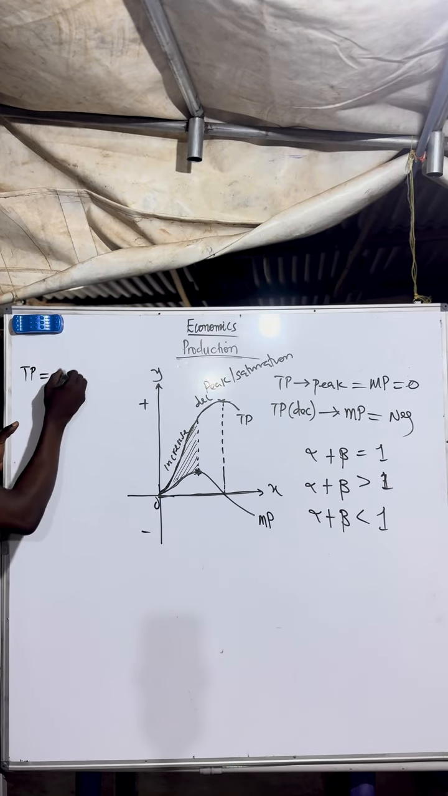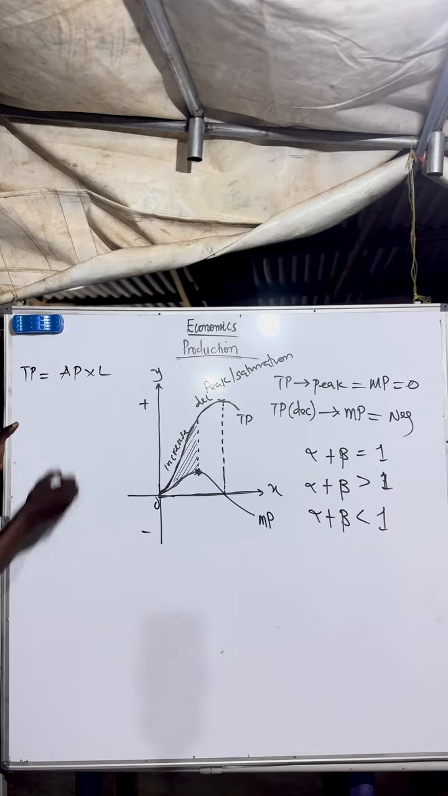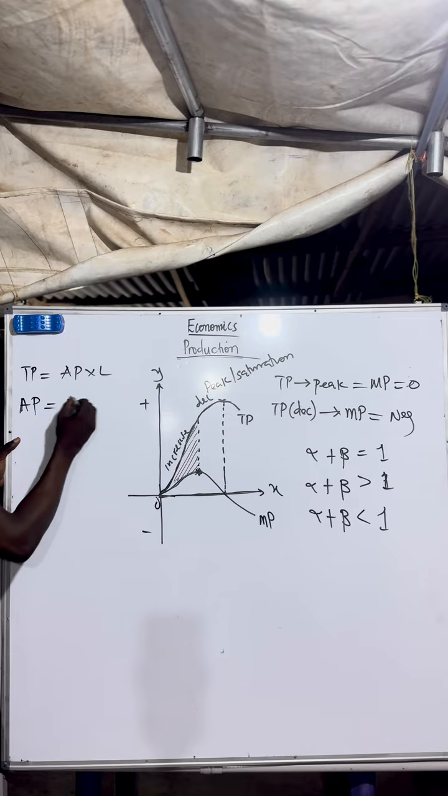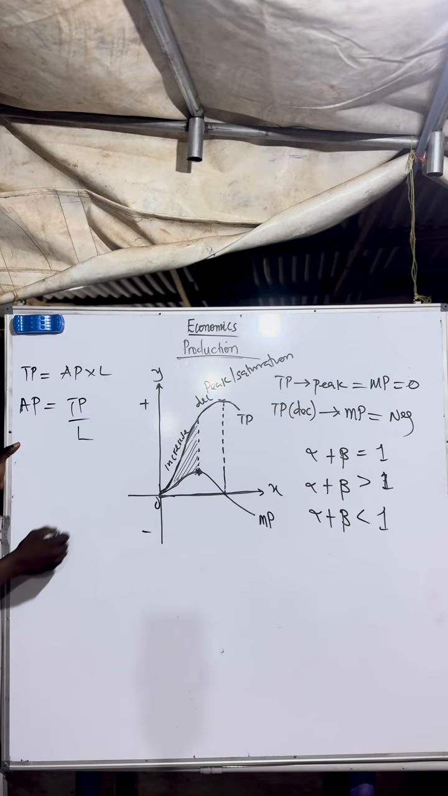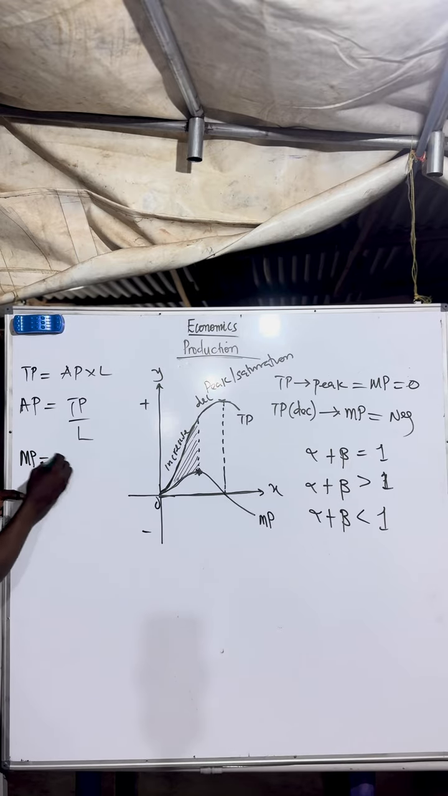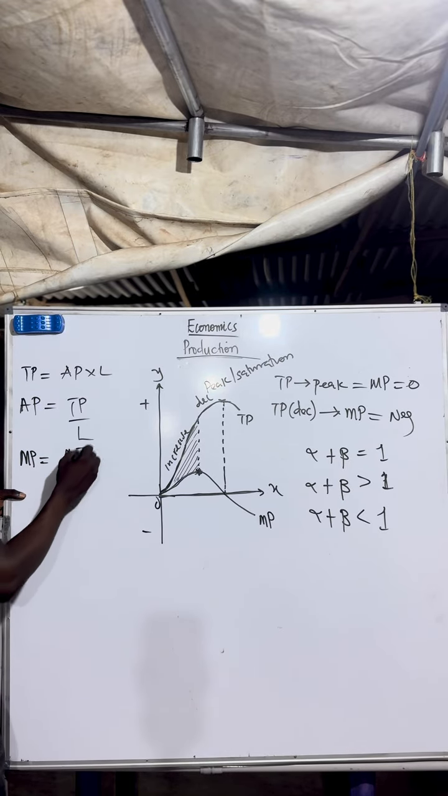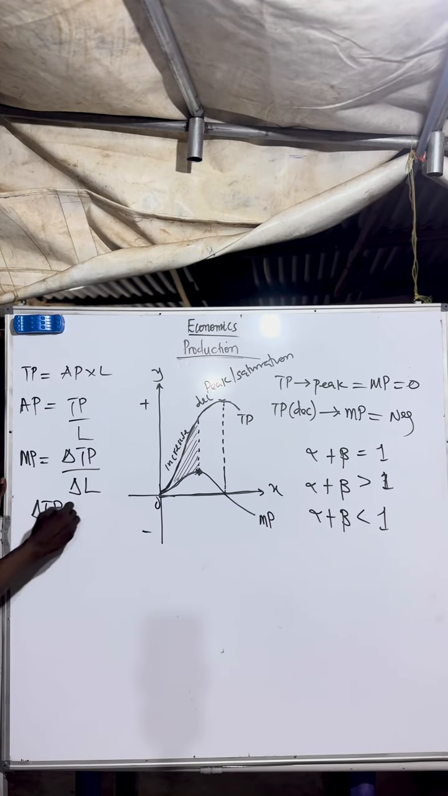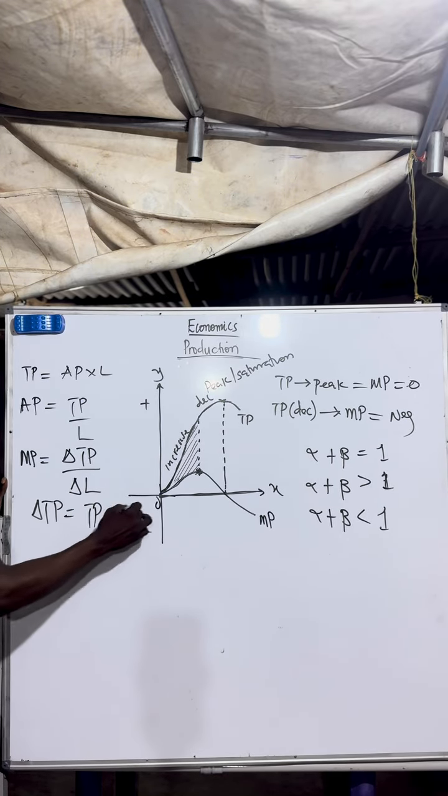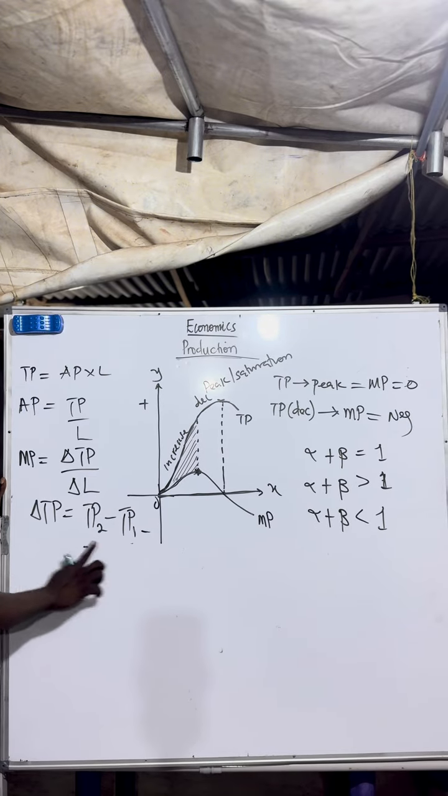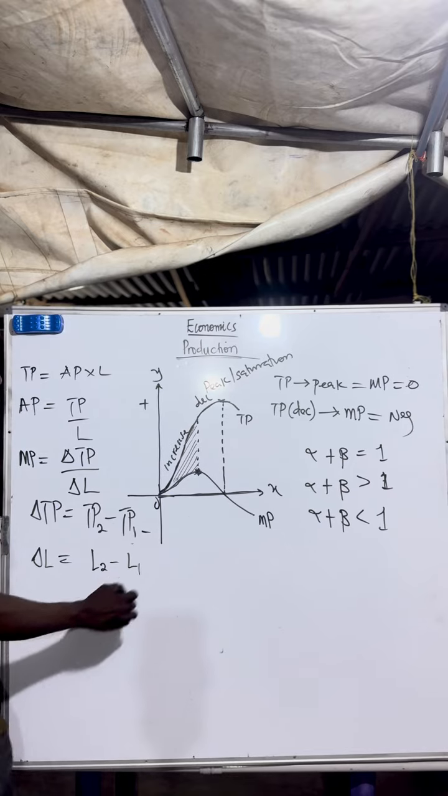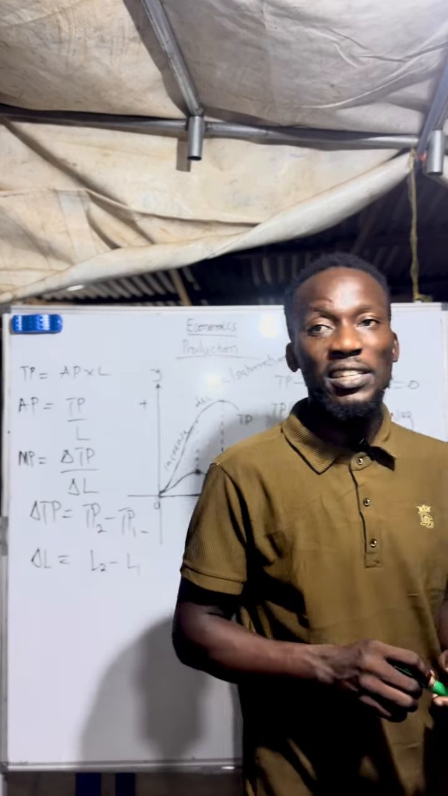Please, there is also another thing for you to understand under production function: your total product is average product times labor. Take note of that. Your average product is your total product divided by labor. Your marginal product is change in total product over change in labor. Change in total product is TP2 minus TP1, and change in labor is L2 minus L1.